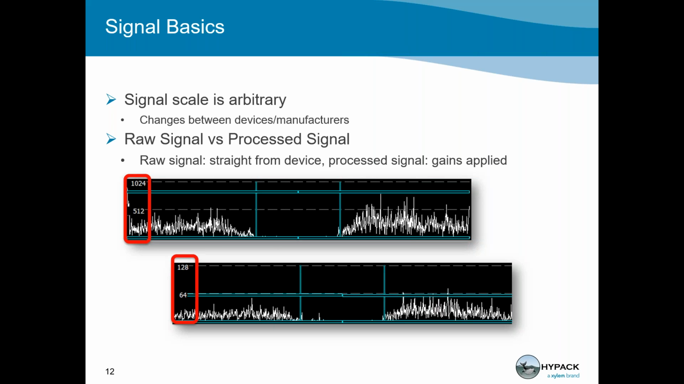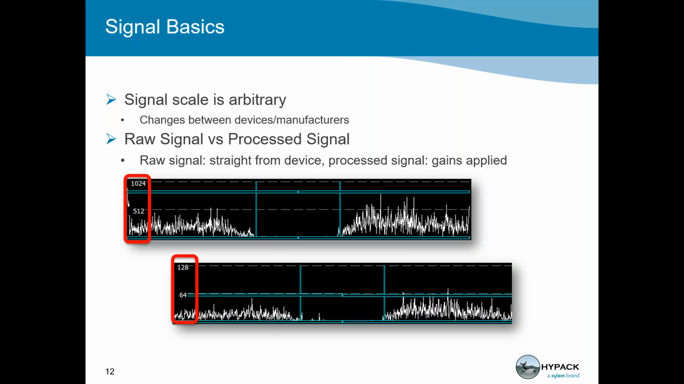It doesn't correlate to really anything measurable. It's entirely dependent on changes between devices. It changes between manufacturers. Some devices send a signal scale from 0 to 500. Some of them send it from 0 to 10 million. And yeah, so it's arbitrary, but it's also very important.